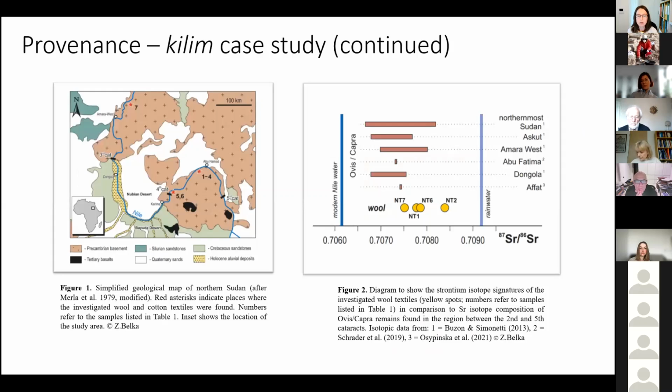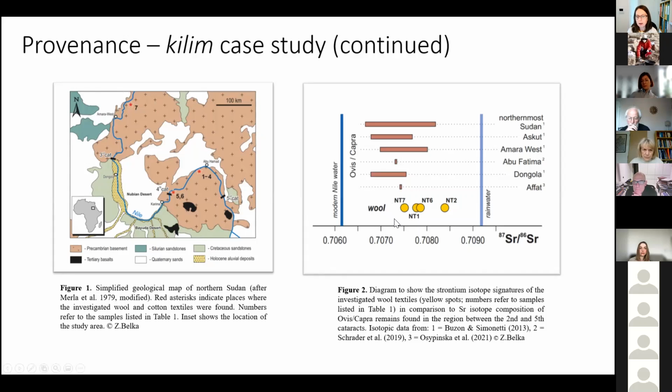Coming back to our kilim, this study will be published soon. These are diagrams prepared by my colleague Professor Belka from Adam Mickiewicz University in Poznań. And our sample, the kilim sample, is number 7 on that map. So you can see from where the textiles were retrieved. And we analyzed in that study both wool and cottons. And I now focus only on this sample number 7.